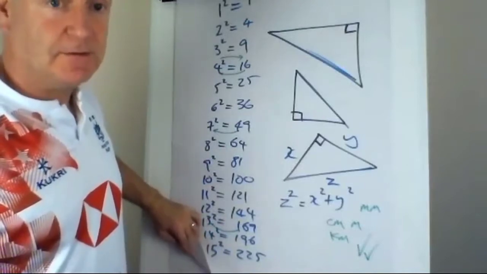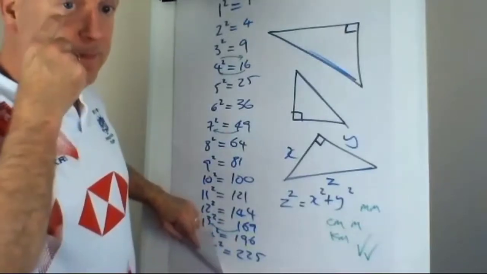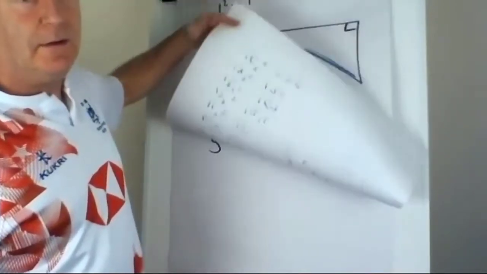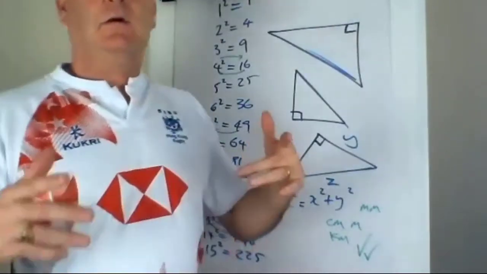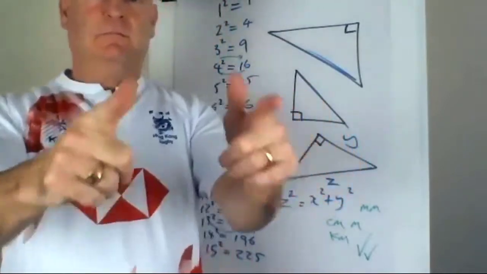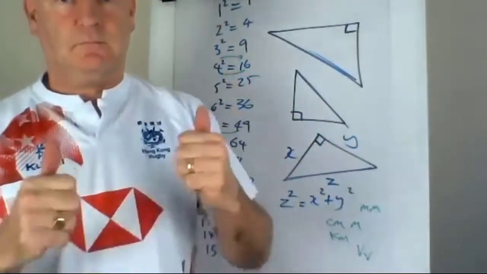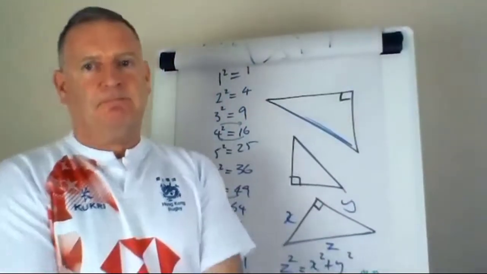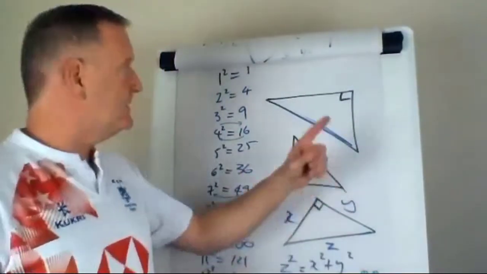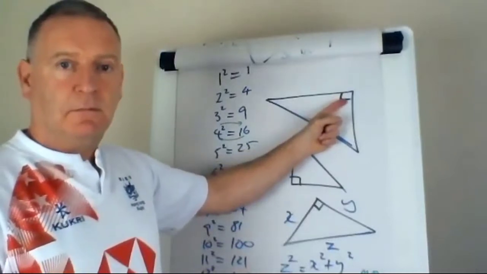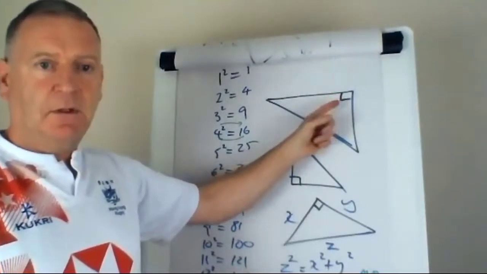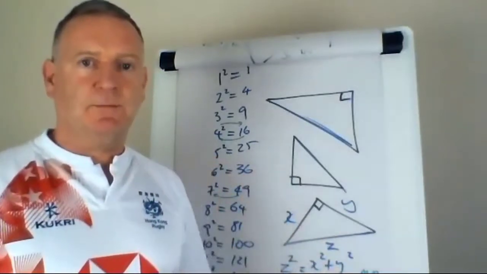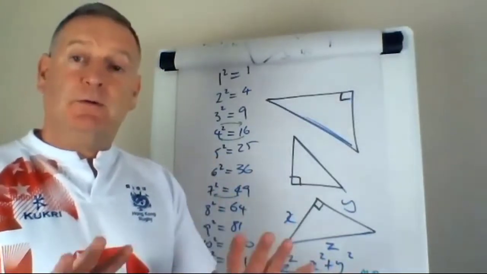What do you know about Pythagoras? The sum of the squares of the shorter sides. Perfect. Always the same. Always, so long as it's a right angle. If it's not right angled, not true.